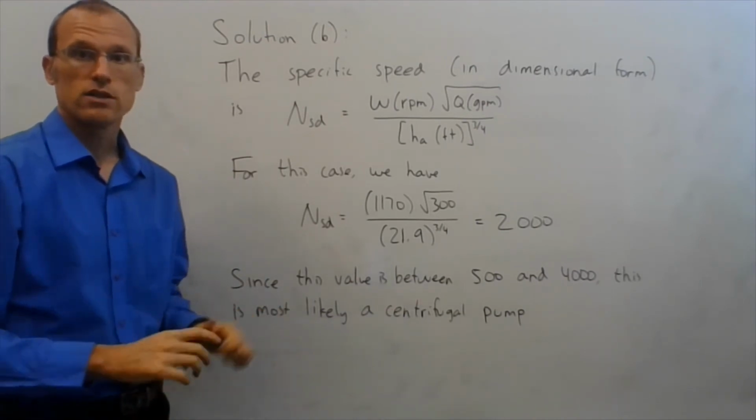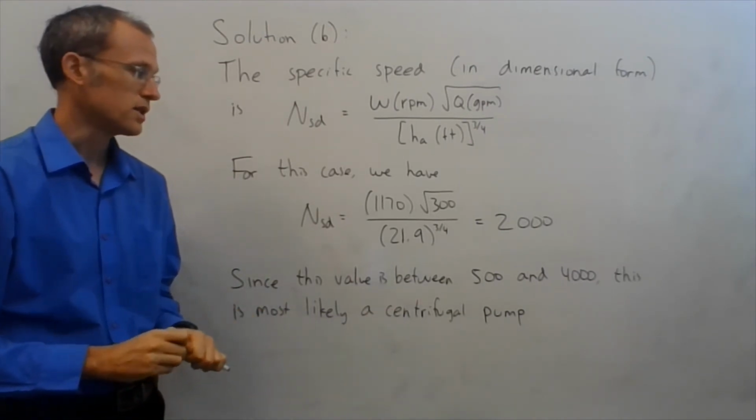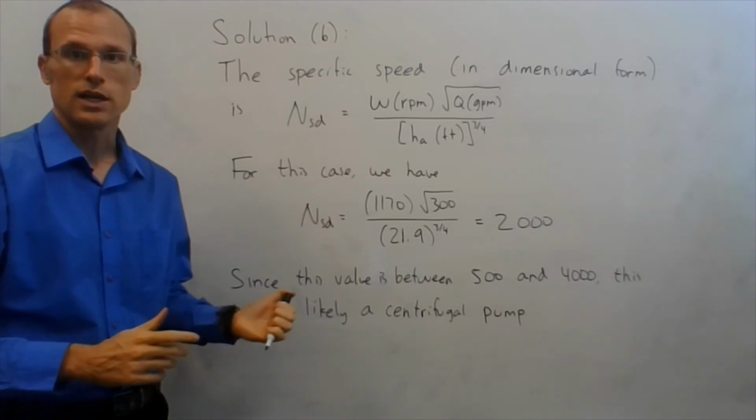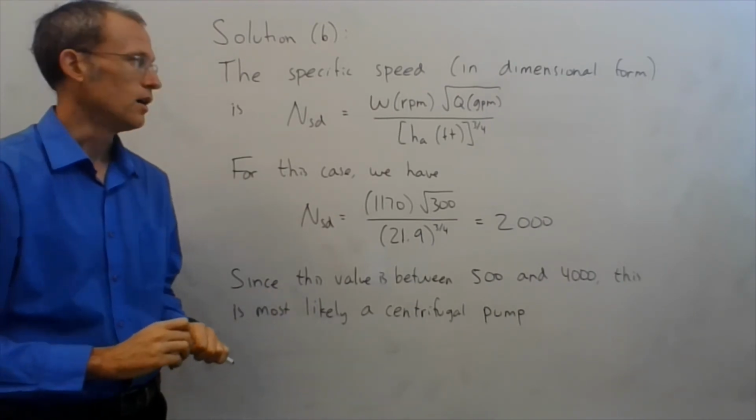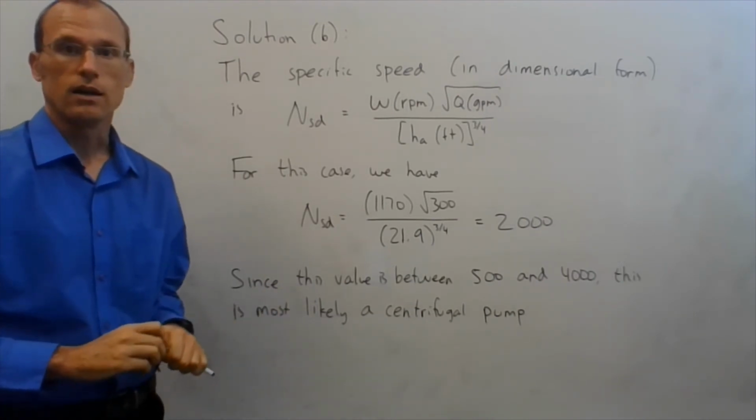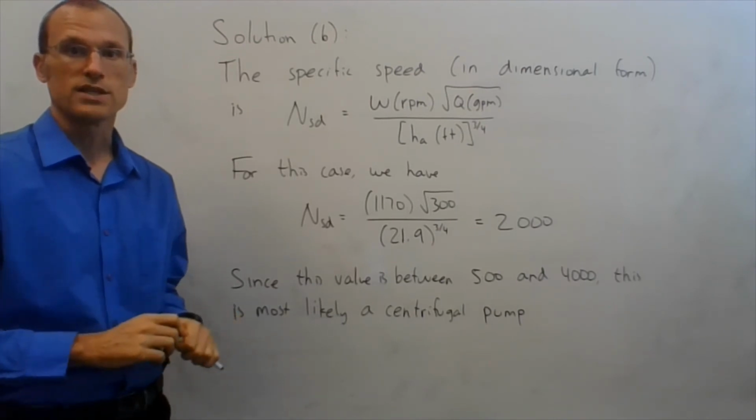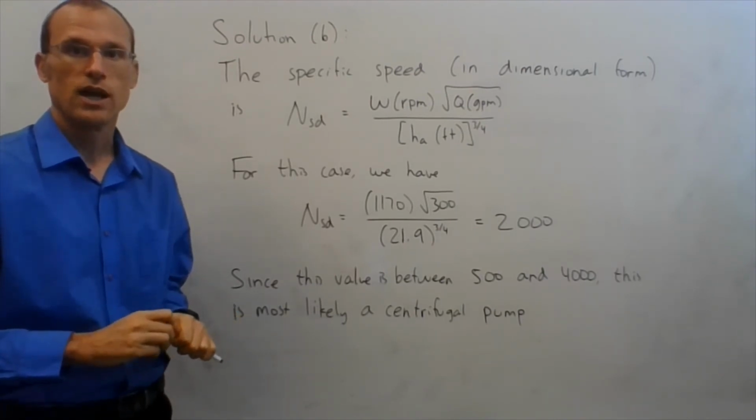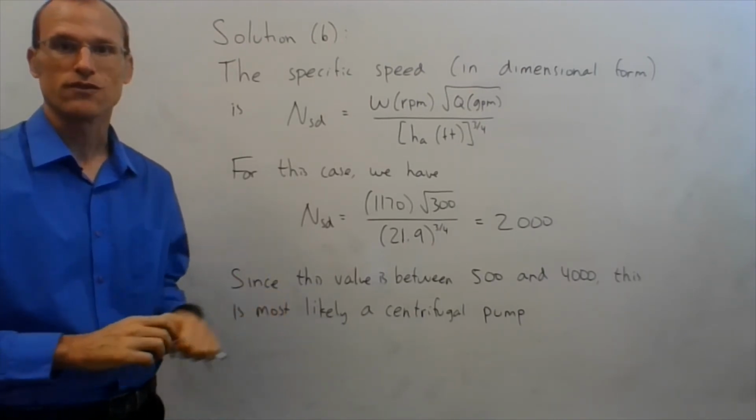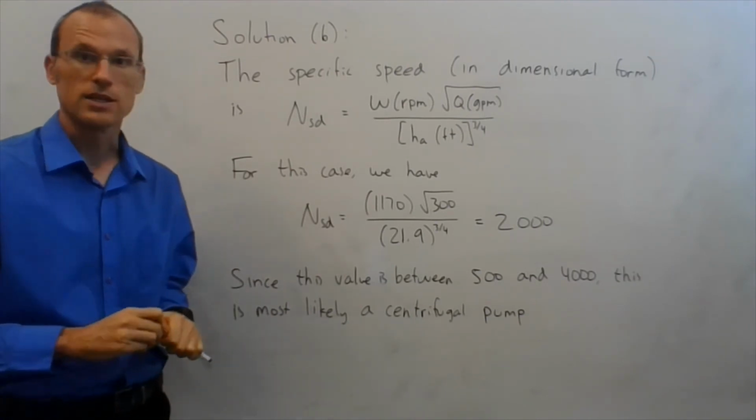This is right in the range of 500 to 4,000 that we see for centrifugal pumps. So this is most likely a centrifugal pump. And if you remember the similar example we did with similar numbers a few lectures ago, there it specifically stated this was a centrifugal pump. So that's probably what this is.